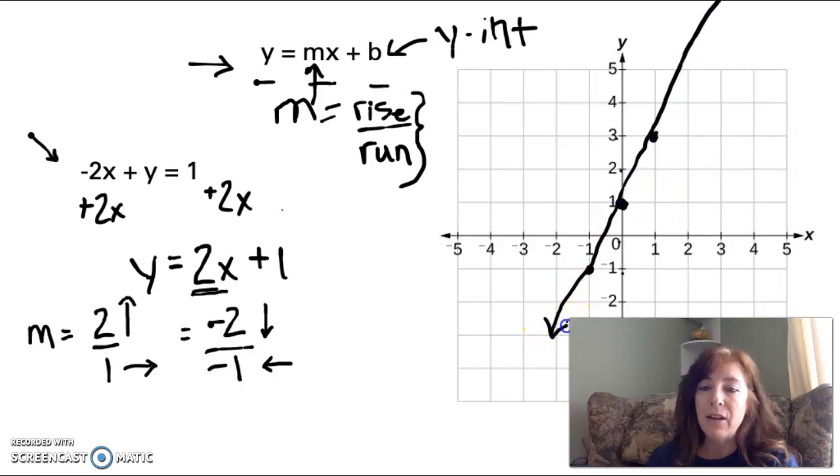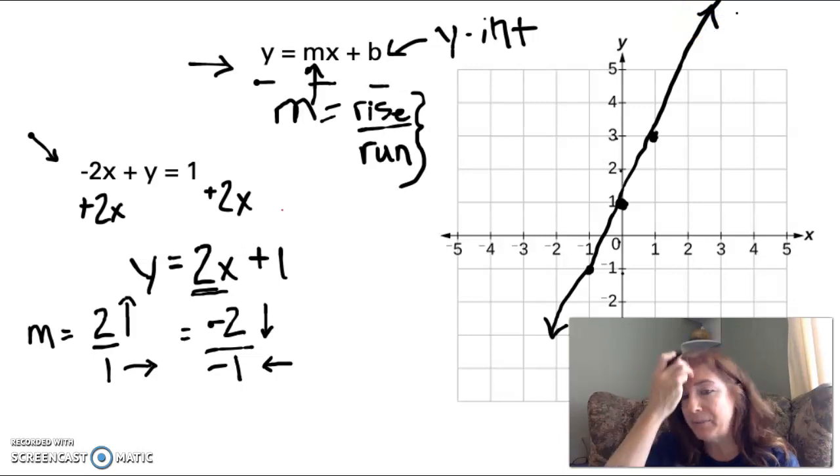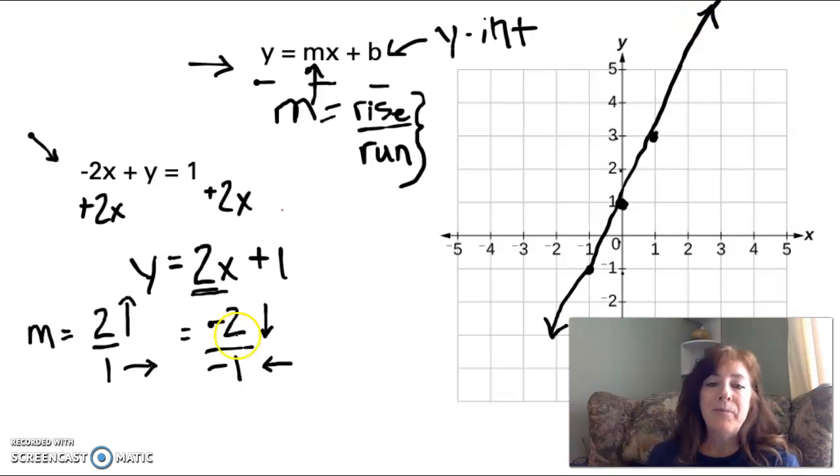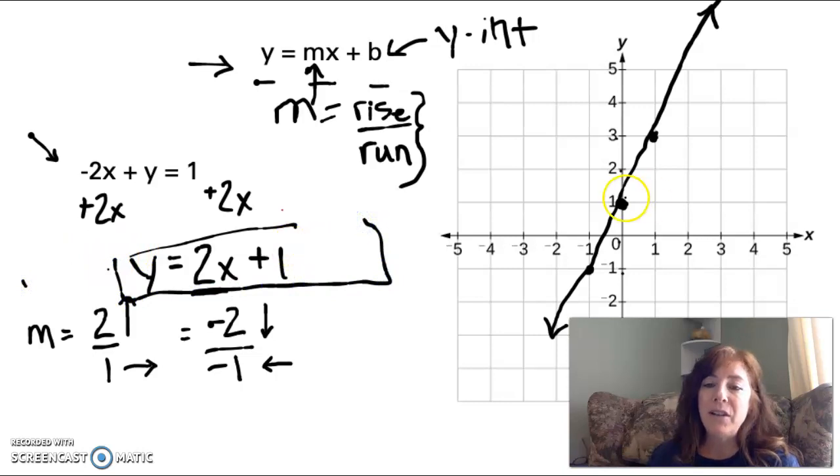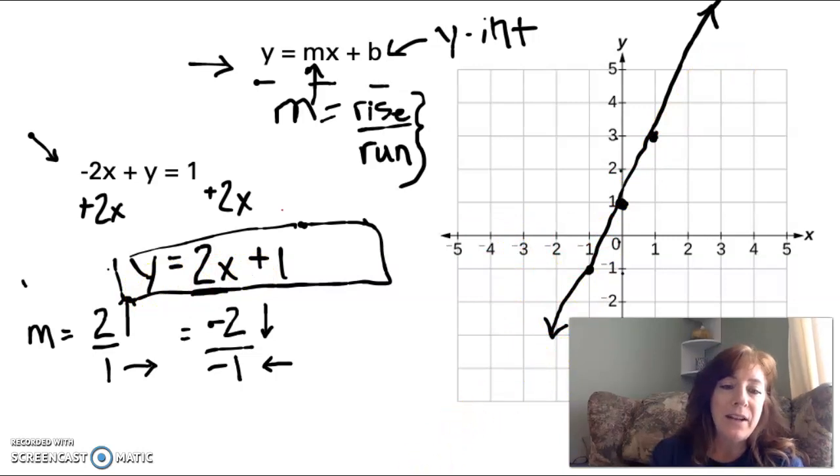Be sure that your line has arrowheads on the ends, because the definition of a line means it goes on and on forever. So this equation, y equals 2x plus 1, is the equation of this line. I can choose any x value and solve for y, and that point will be on this line. And this is graphing the equation of a line.